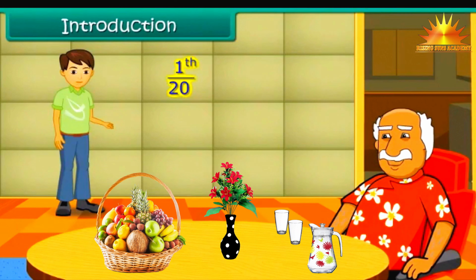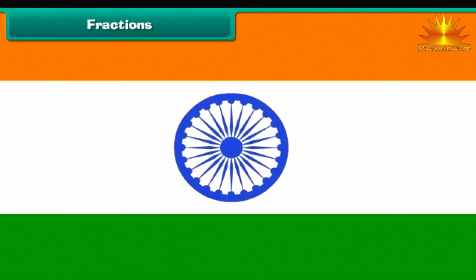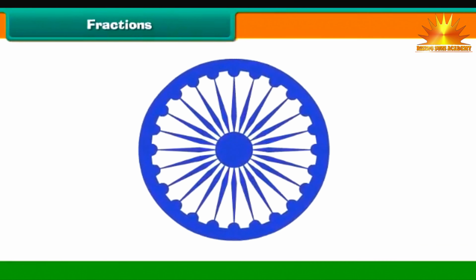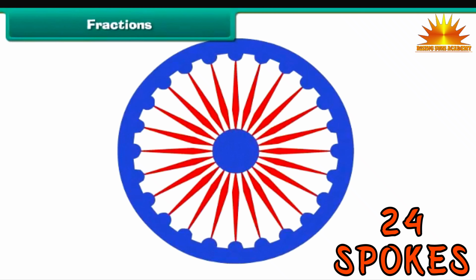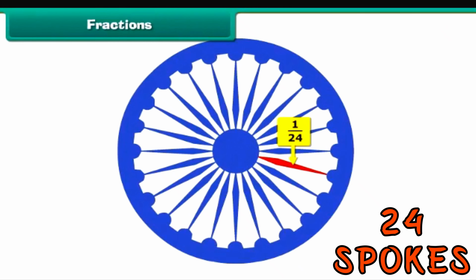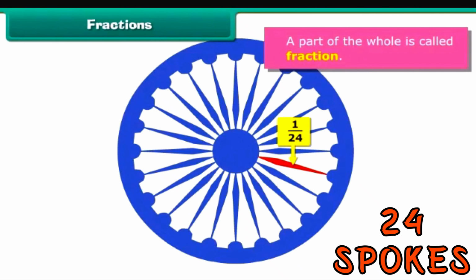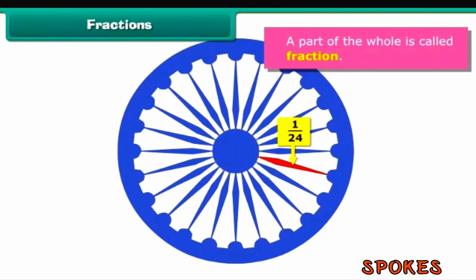In this lesson, you will learn more about fractions. Consider the Ashoka Chakra. It has 24 spokes. The spokes divide the wheel into 24 equal parts. Each part is 1/24th of the whole wheel. A part of the whole is called a fraction.